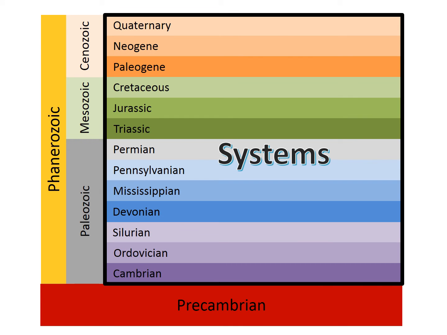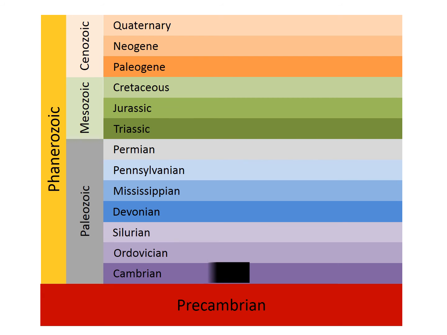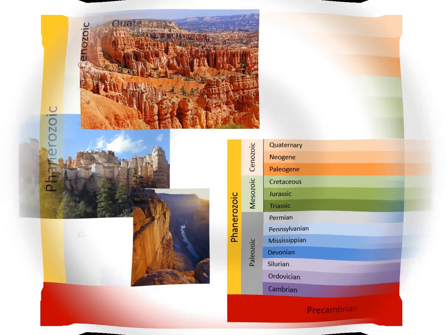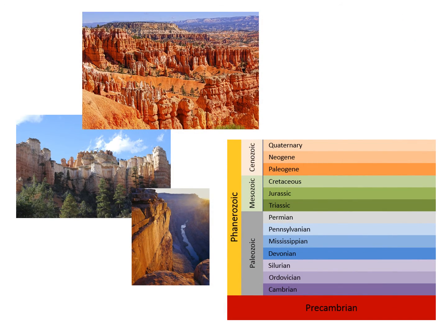Erathems are divided into even smaller intervals called systems. This would be the Cambrian system, the Jurassic system, and the Neogene system. Once you're familiar with these sorts of words, it will be easier for you to learn lots more about the geologic column.